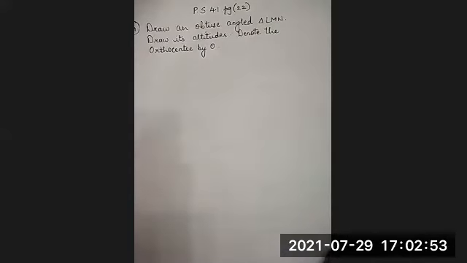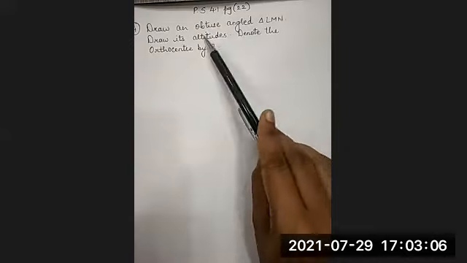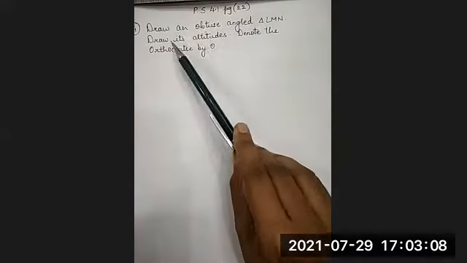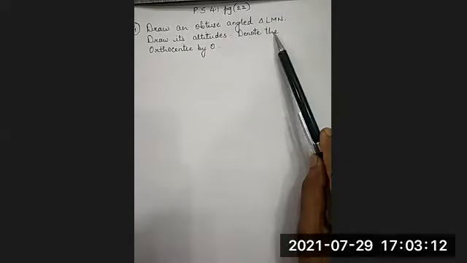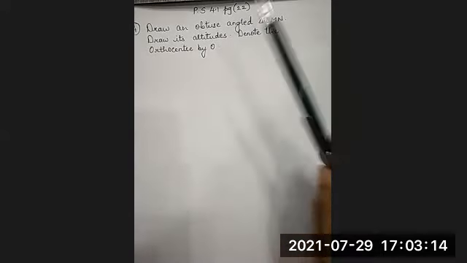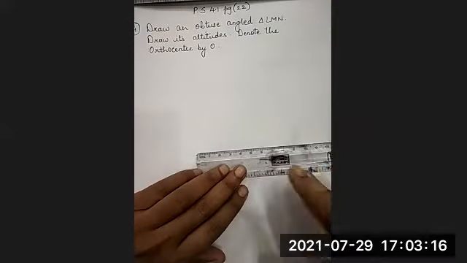Now let's go to sum number 4. Let us read the question first. The question is, draw an obtuse angle triangle LMN. Again, we have to draw an obtuse angle triangle. Draw its altitudes. So this time we have to draw the altitudes. Denote the orthocenter by O. Okay. So again, obtuse angle triangle.